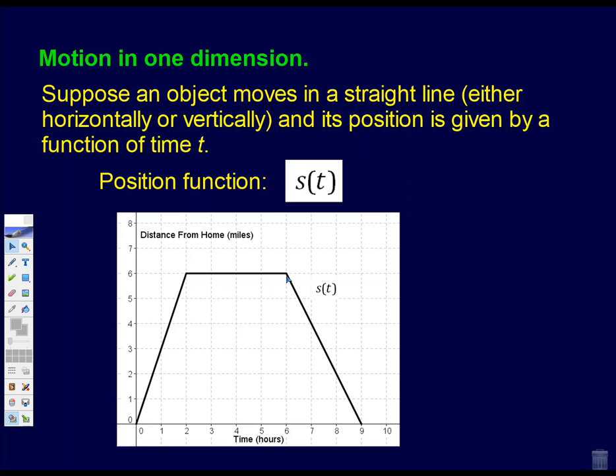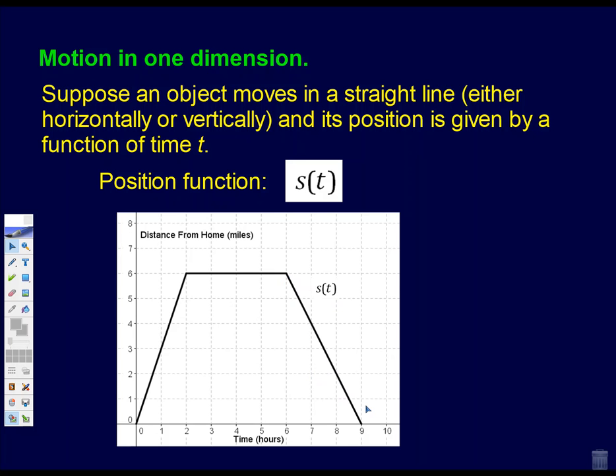What about on the way home? It looks like they walked home 2 miles every hour, but notice that we would say the slope is negative. The importance of the negative sign is the direction. They're moving in the backwards direction this time.